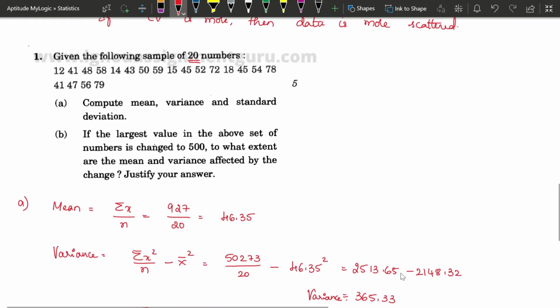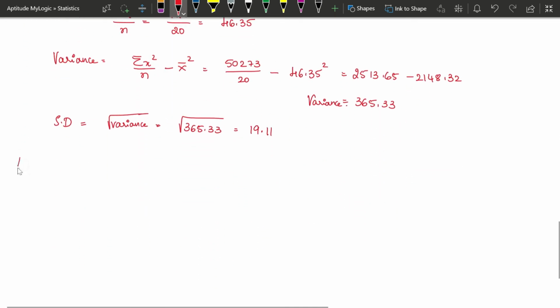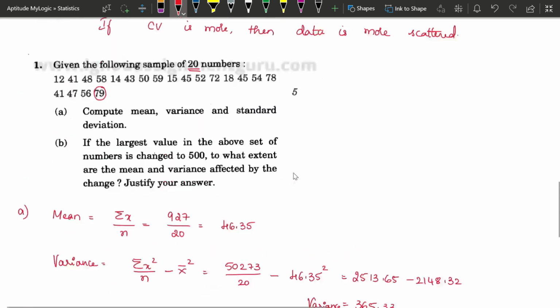Next we'll see the second question, that is if the largest value in the above set of numbers is changed to 500, what happens to mean and variance? So to understand this, we need not change all the values, just change one of the values. So here, what is the largest value among this set? The largest value is 79, right? Yes. So the largest value is 79, and it should be replaced by 500.